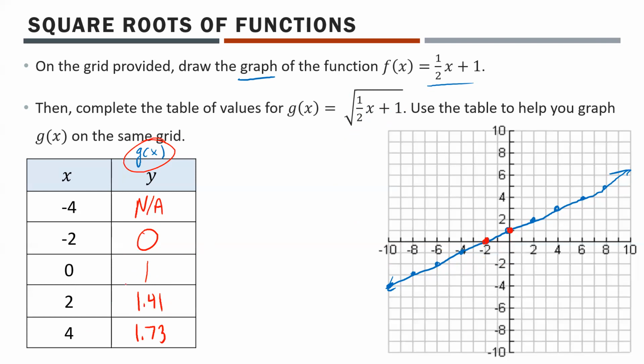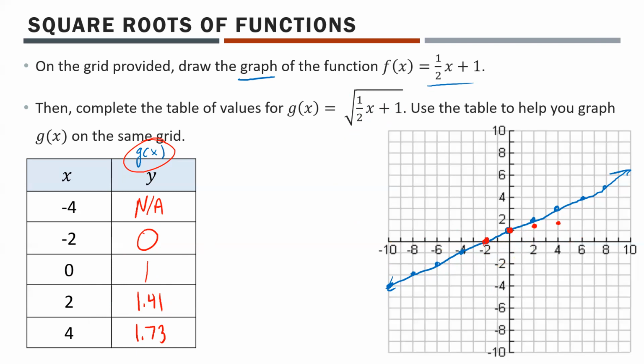So what about when x is 2? When x is 2, we have y is 1.41. Well, that's about right here. So now we're below the graph. That's interesting. What about when x is 4? 1.73. Well, x is 4, 1.73. That's about up here. Quite a bit below the graph now. So this graph is looking like it's kind of taking a bit of a curve here, right?